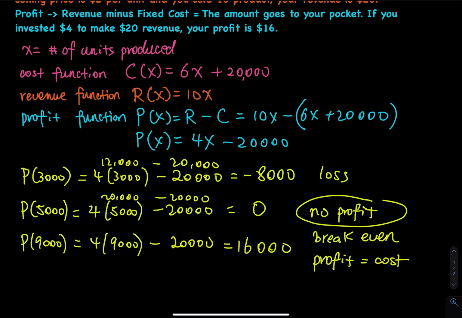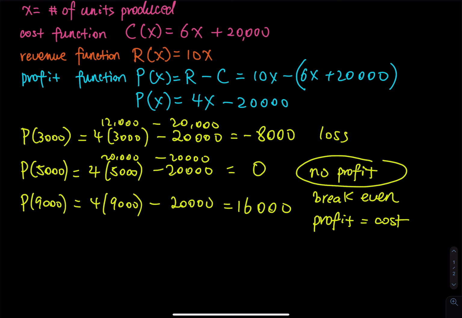And then what about the last one? The last one is 16,000. So that looks happy. So this is positive. That means you make some profit. So profit can be negative, which means you lose money, zero, break even, or positive, you make money. So that is not the end of this video yet.